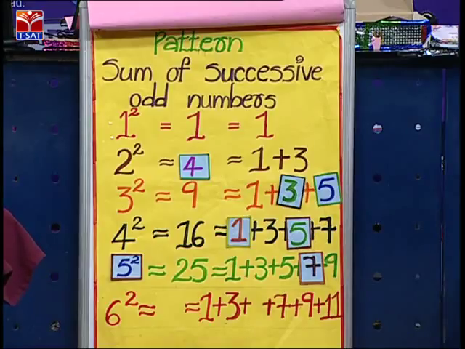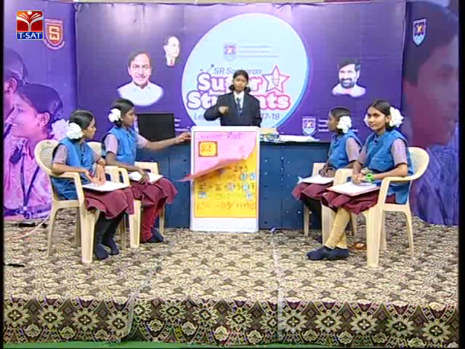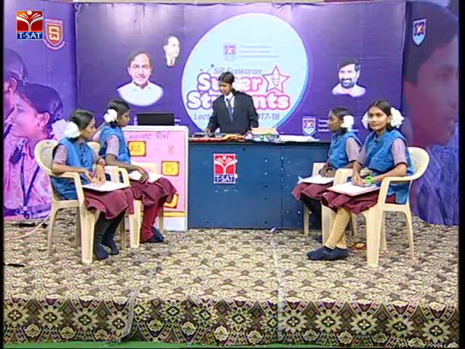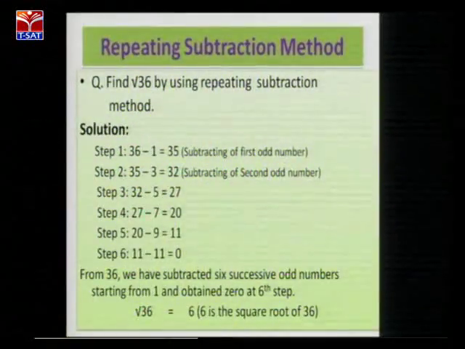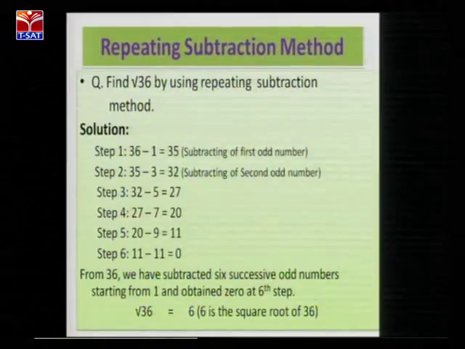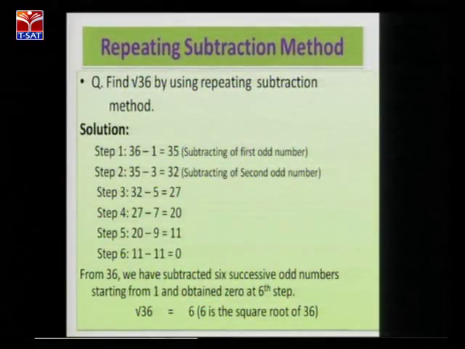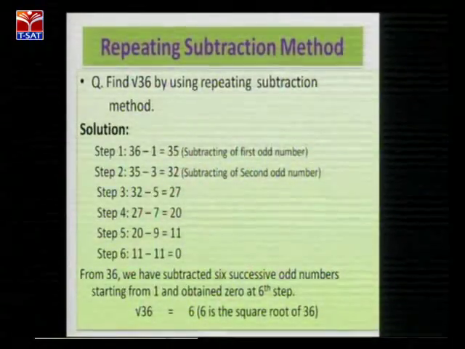Yes, friend. Friends, now we will discuss the methods. The first method is the repeating subtraction method. Friends, observe on the slide. Let us discuss the repeating subtraction method. Now we find the square root of 36 by using the repeating subtraction method. The first step is 36 minus 1 is equal to 35.